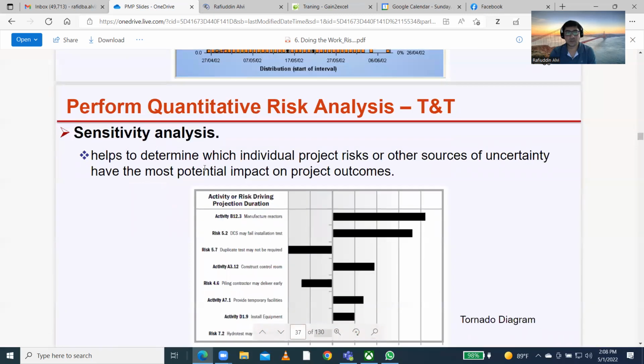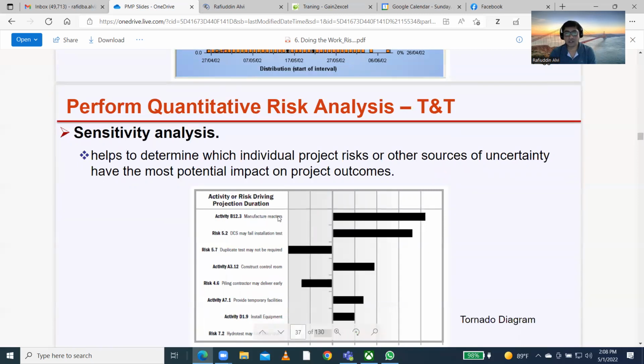Similar to Monte Carlo analysis, we have sensitivity analysis. Sensitivity analysis helps to determine which individual project risk or sources of uncertainty have the most potential impact on the project. In a project, if a risk occurs, it has some impact, and this impact also varies. Based on which has the most impact, we categorize them. That is called sensitivity analysis.